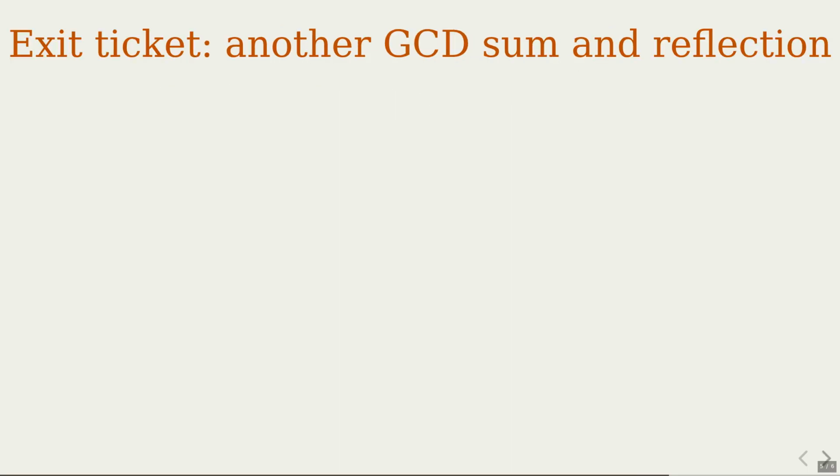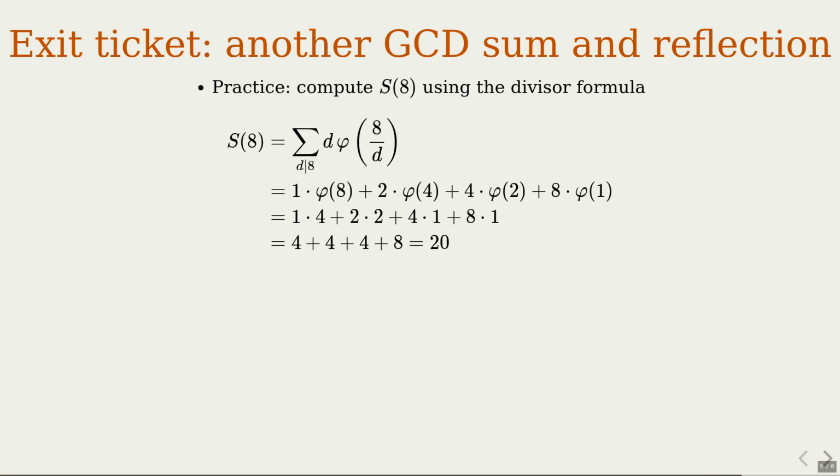Before we finish, try one more GCD sum and think about where this trick might show up again. Take a moment to think how you would use the divisor formula to find S of 8. I would list the divisors 1, 2, 4, and 8, then use phi of 8 over d and multiply by d for each one. Using the formula, S of 8 is the sum over divisors d of 8 of d times phi of 8 over d, which gives contributions of 4, 4, 4, and 8.